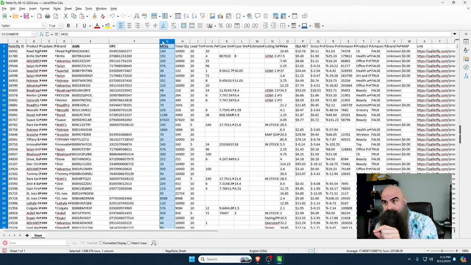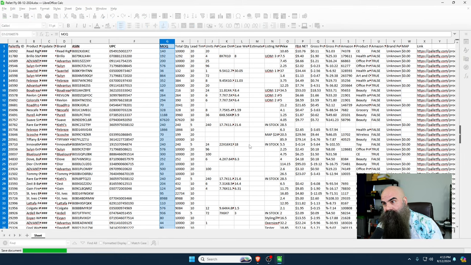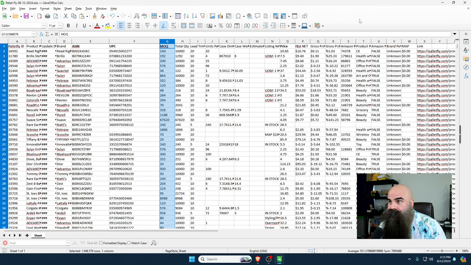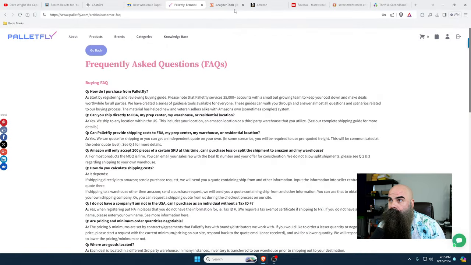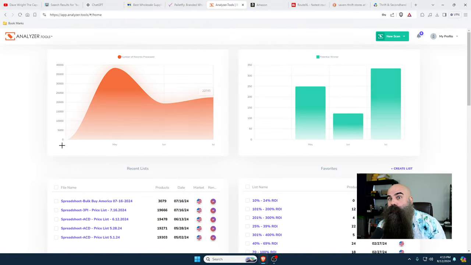This will tell us how many we have to buy and the price. So those are our three main categories that we need. They're there already for us. Sometimes they're not, so we have to edit the spreadsheet. In this case, they've done it for us because Palletfly is a pretty good and reputable company. So let's save all this, shut it down, and open up the Analyzer Tool.